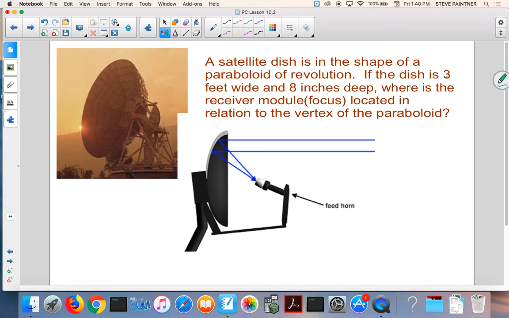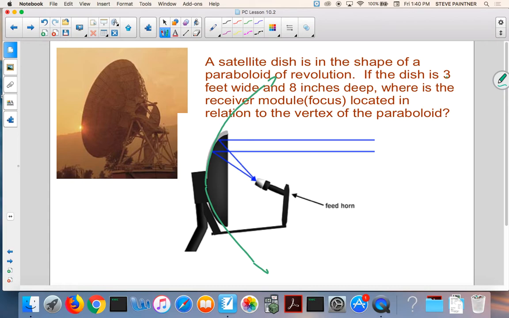Okay, you've read through it. The satellite dish is in the shape of a paraboloid of revolution. If the dish is 3 feet wide and 8 inches deep, where is the receiver module, also called the focus, located in relation to the vertex of the paraboloid? So they're telling you that this thing is a parabola. And this is true, receiver dishes are shaped like parabolas, which is why we have the name of a focus. How a receiver dish works is it accepts rays and then focuses them all onto a single point to amplify that signal. So that's why they call it a focus point on a parabola.